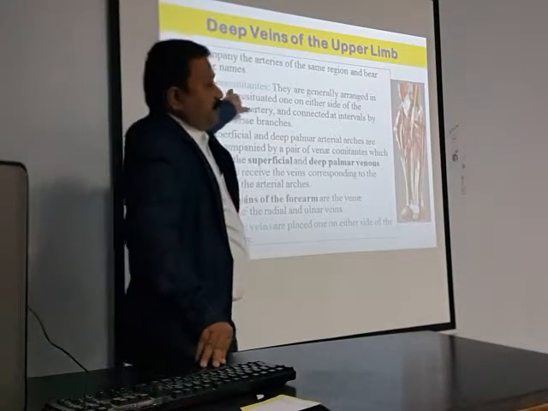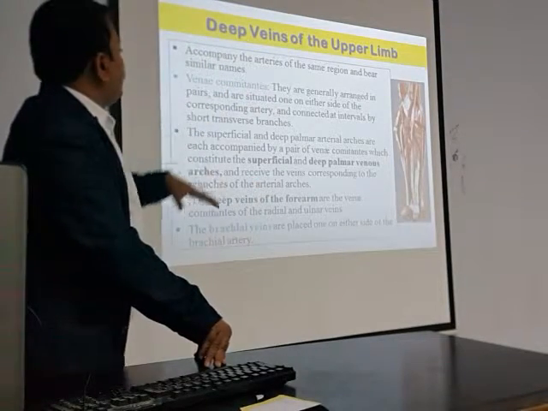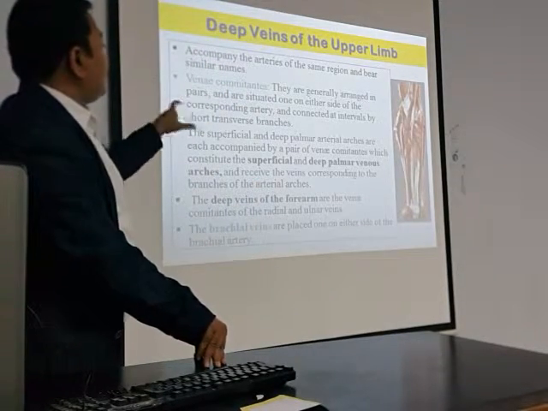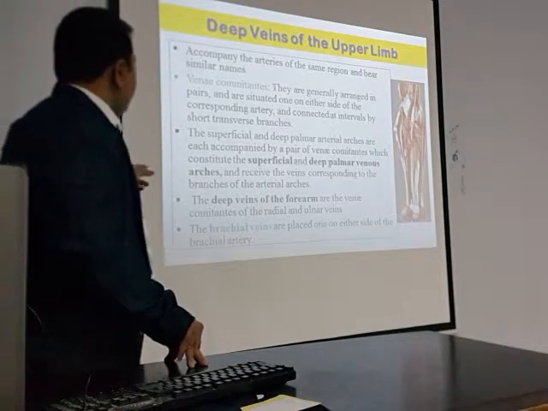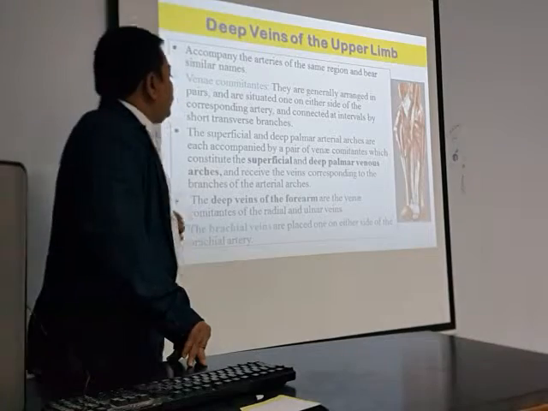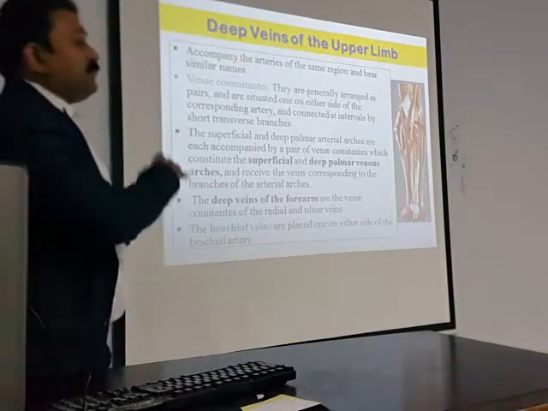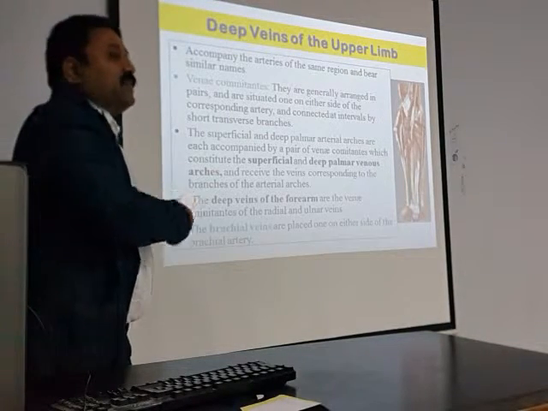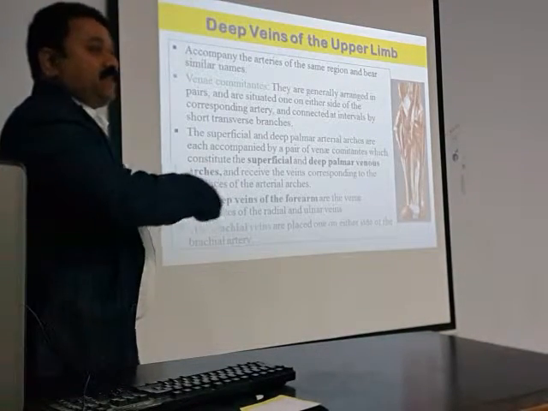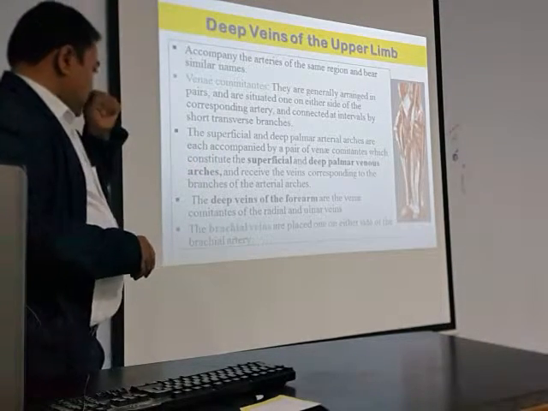So the venae comitantes are generally arranged in pairs on either side of the artery, isn't it? The superficial and the deep palmar arterial arches are each accompanied by a pair of venae comitantes. So the veins follow the artery. Veins follow the artery. So those are the deep veins, isn't it?